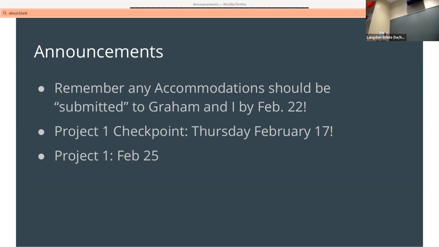So just to get started, remember accommodations for midterms should be in by the 22nd. Graham, is that the new date for Prop 1 checkpoint? Okay, so we realized after the fact that because we got a little bit behind in lectures, there were some things that we hadn't lectured about yet that were in the project. So we extended the checkpoint deadline.